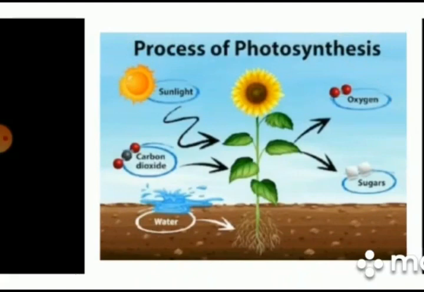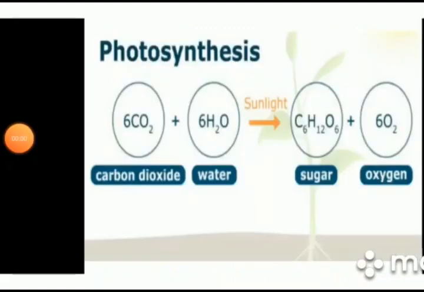The next process is photosynthesis. Photosynthesis is the process by which plants make their own food. During photosynthesis, oxygen is released as a waste product. Now, the equation of photosynthesis. When 6 carbon dioxide molecules, that is 6CO2, combines with 6 water molecules, 6H2O, in the presence of sunlight, gives us glucose, that is C6H12O6 plus 6 oxygen molecules, 6O2. So, glucose is produced as a food for the plant and oxygen is released as a waste or byproduct.